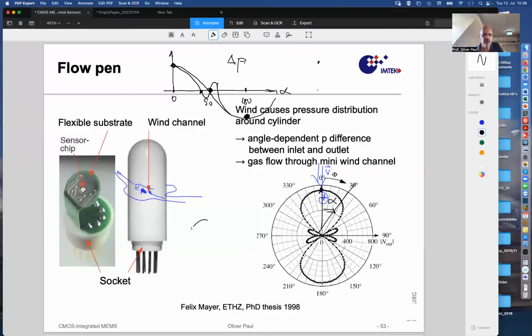So if I look at the cylinder from the top and my wind comes here, I will have a pressure difference between opposite points. Let's make some different symbols. These pairs of opposite points produce pressure differences, and the pressure difference drives the flow through the channel. So if the channel is in this direction, then there will be flow. But it's the pressure difference that drives the flow in the channel.